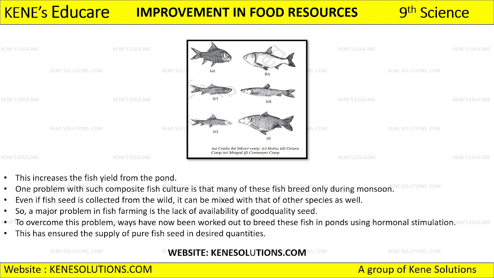You can see the varieties of fish, different species of fish, in the picture. The first one is the catla, the second one is the silver carp, the third one is rohu, the fourth one is grass carp, the fifth one is mrigal, and the sixth one is common carp. So these are the six different species of fish.